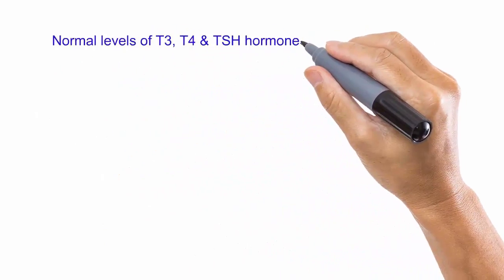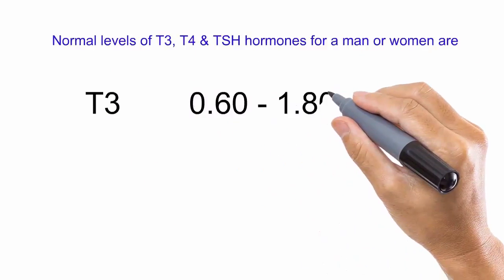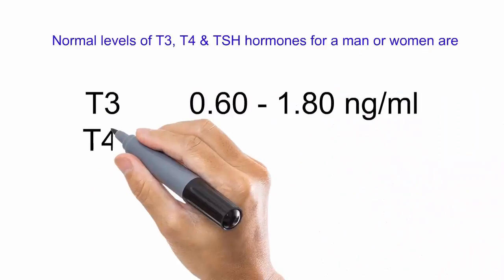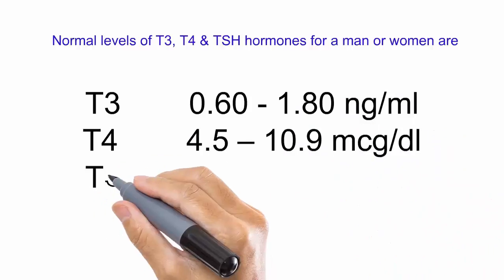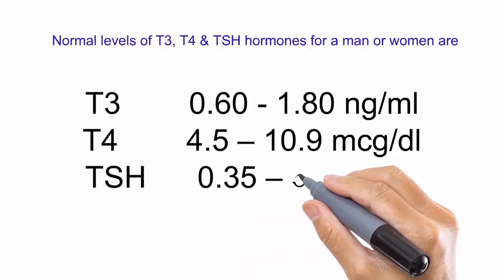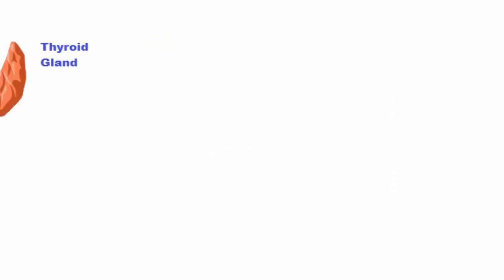So what are the normal values of T3, T4 and TSH? T3 has a normal range from 0.60 to 1.80. T4 is 4.5 to 10.9 and TSH is 0.35 to 5.5, as you can see here. Please note that these values are not for pregnant women.